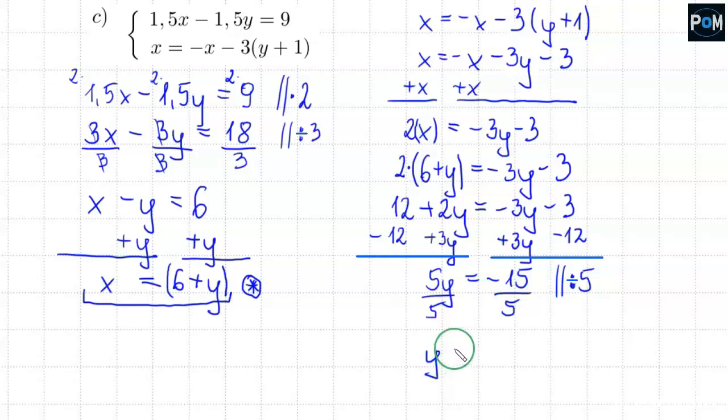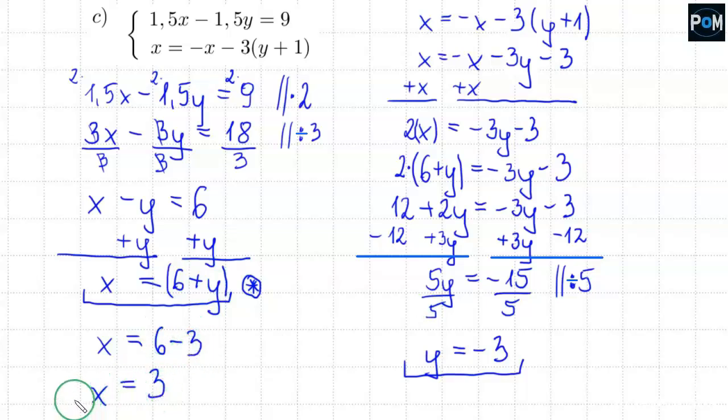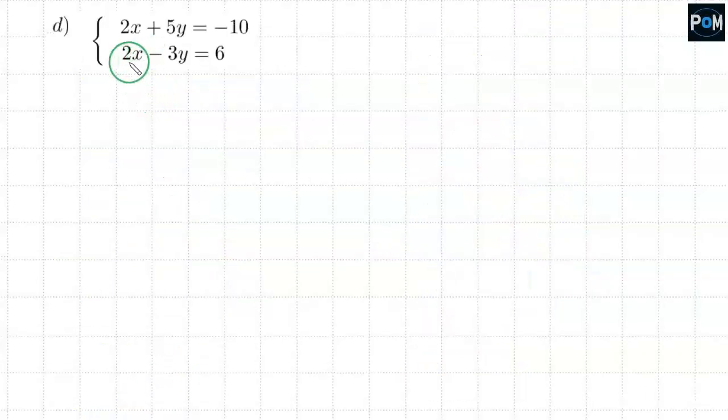That gives us that y will equal minus 15 divided by 5, which is minus 3. So y is equal to that. And now I'm calculating x from this equation marked with a star. X will equal 6, without the parentheses. Add minus 3, which means subtract 3, and that means x is equal 3. End of example C. And the last example in this video, example D, which is quite a special example.